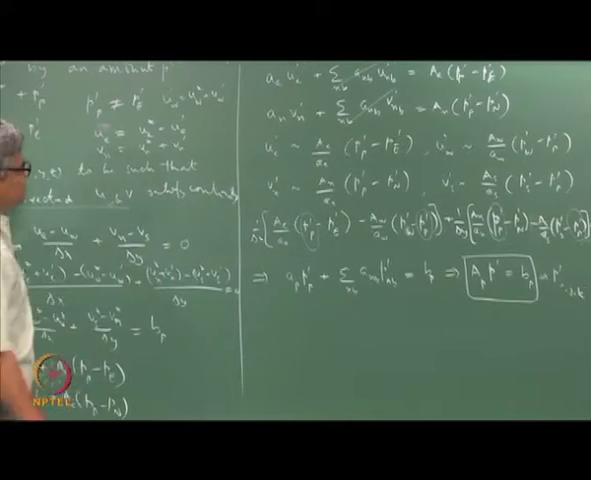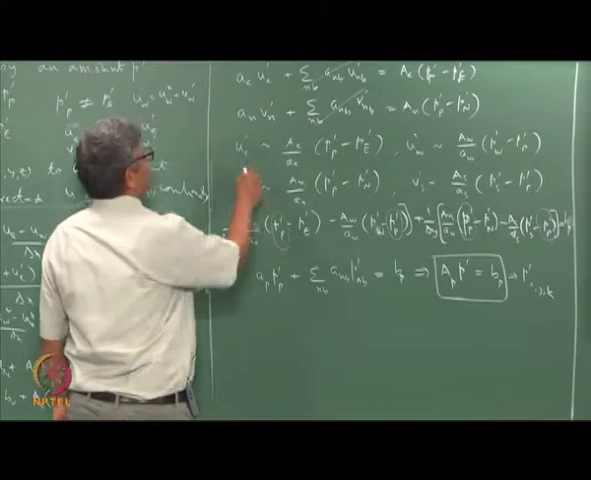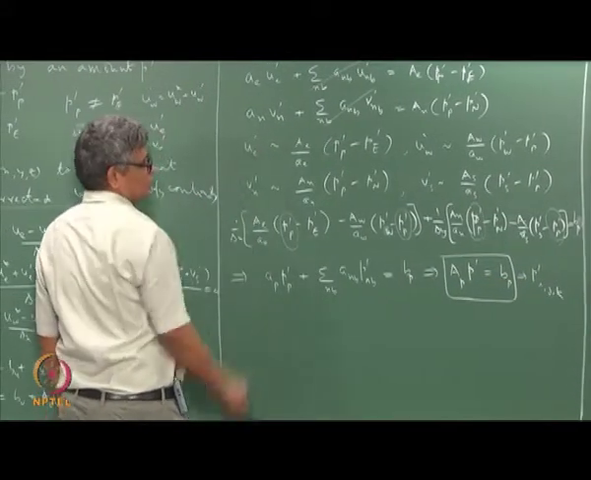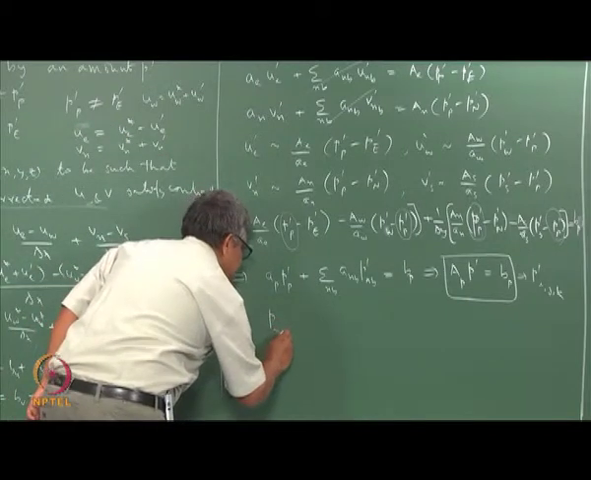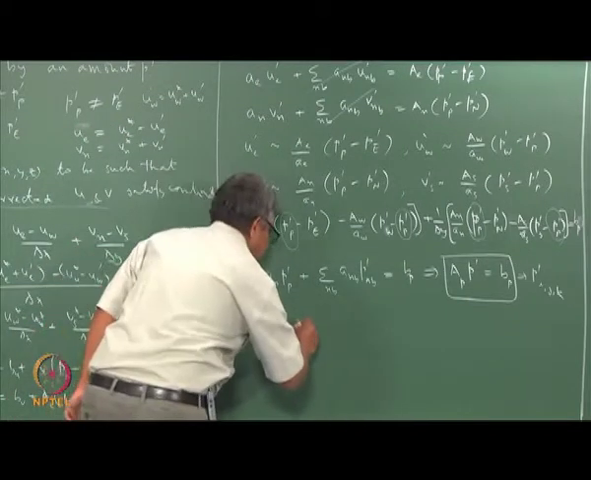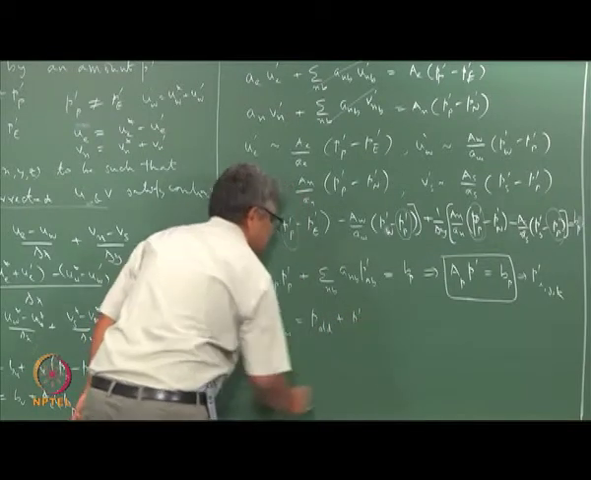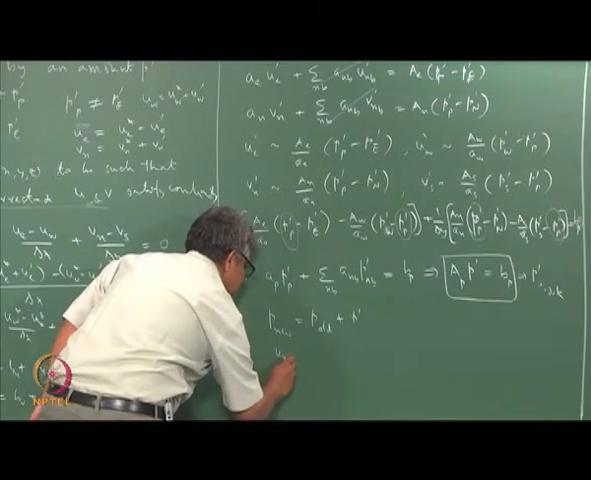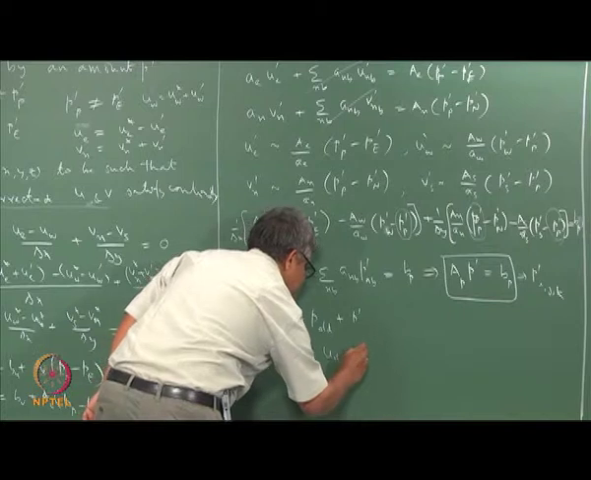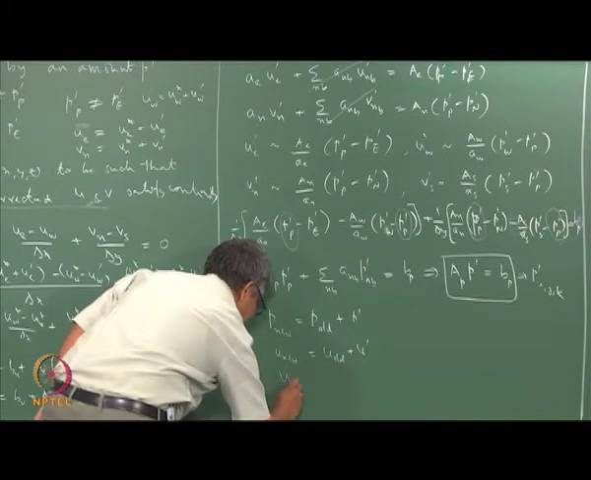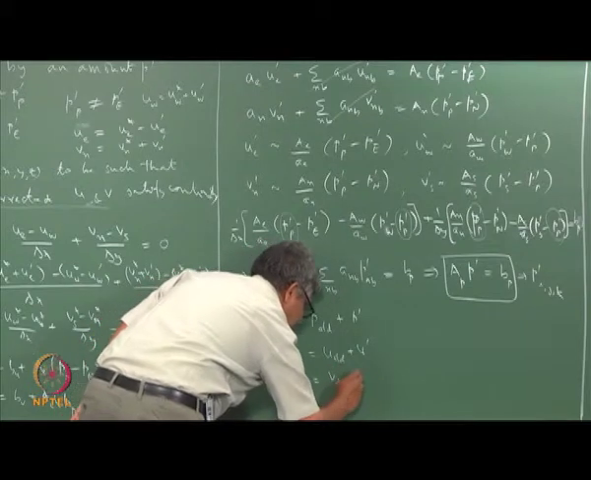Okay. So, that means that we now have a pressure correction and a velocity correction for the two velocity components, and therefore, we can say that the new value of pressure is the old value of pressure plus the pressure correction, the new value of U is the old value plus the velocity correction, and the new value of V is V old plus V prime.